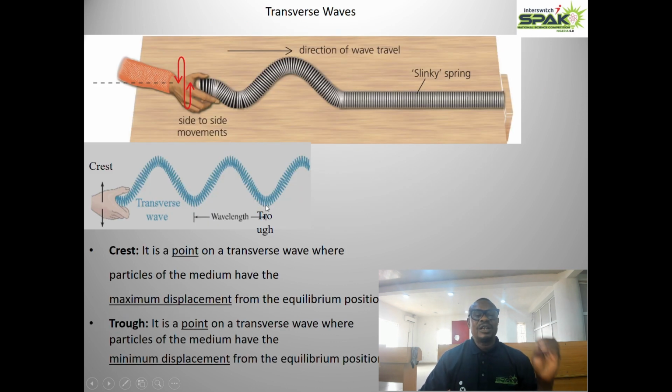Now there are two important points in the transverse wave: the crest and the trough. I've explained the crest earlier. The crest is the point on the transverse wave where the particles of the medium have maximum displacement from the equilibrium position. But the trough is the position on the transverse wave where the particles of the medium have minimum displacement from the equilibrium position. So it goes like that. We have taken examples on them.